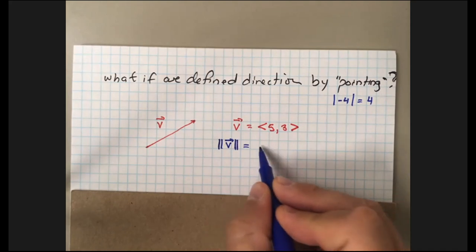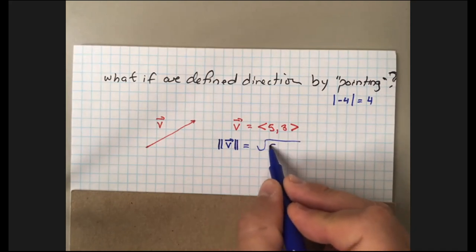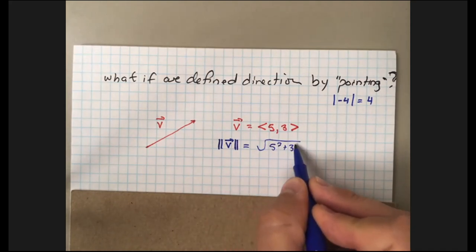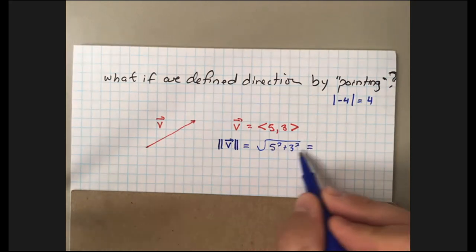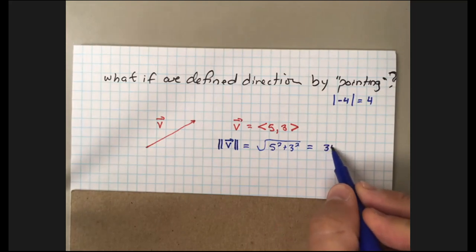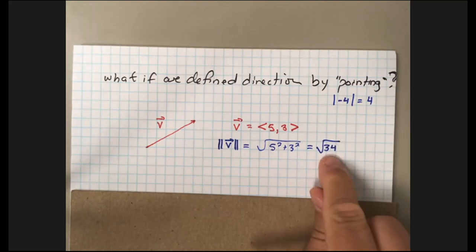Anyway, not hard to work out the length of this vector. Say 5 squared plus 3 squared. Notice even if one of these was negative, the square would make it positive. It's 25 plus 9, which is 34. So it's just shy of 6.